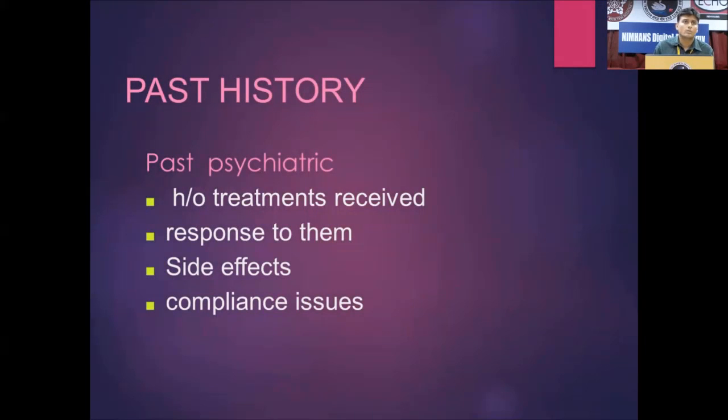And then we want to know some past history of this person. In past history, I'll divide it into past psychiatric history and past medical history. So in past psychiatric history, the patient may have come to you for follow-up. So we want to know what treatment he has received in the past, what are the drugs he has been tried on, and what is the response to them. Did the person experience any side effects because of those medications? How was the compliance with medications, whether the patient was adhering to medications or not? So these things need to be documented.